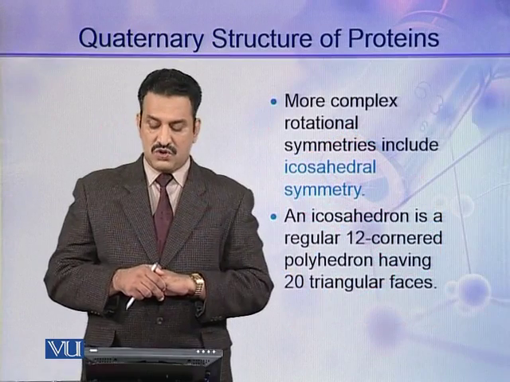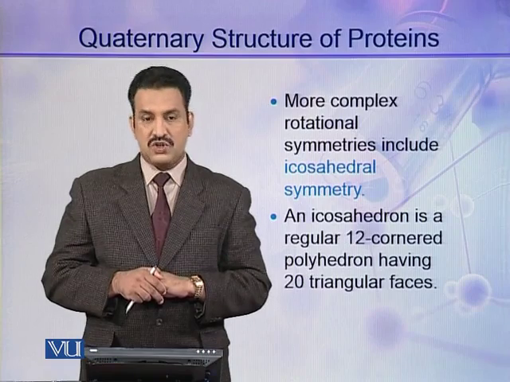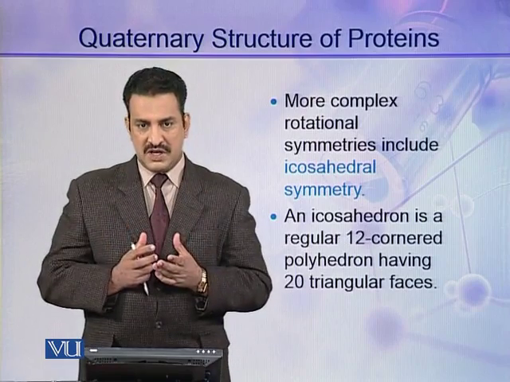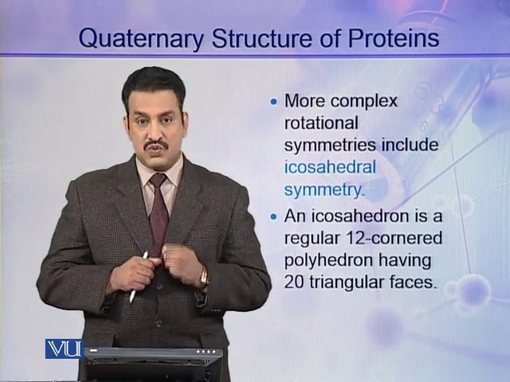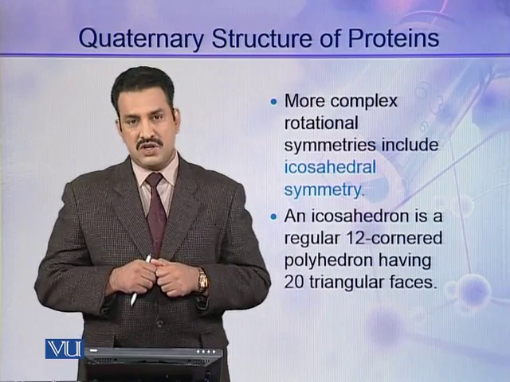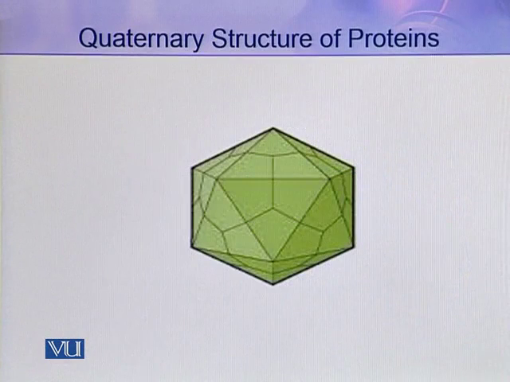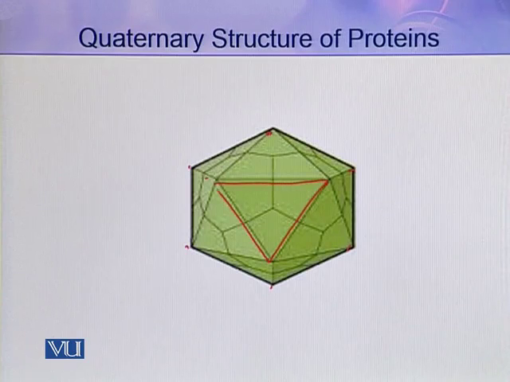A more complex rotational symmetry is icosahedral symmetry. In this, an icosahedron is formed. An icosahedron is a regular 12-cornered polyhedron with 20 triangular faces. For example, in this icosahedron, you can see 12 corners are present. These are the corners of an icosahedron. There are 12 such corners in this icosahedron, and there are 20 such triangular faces.